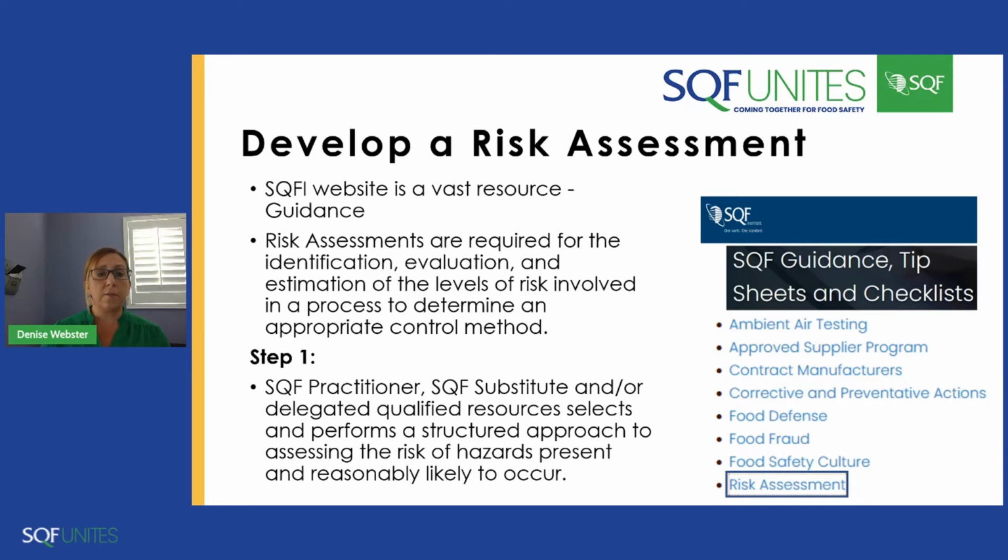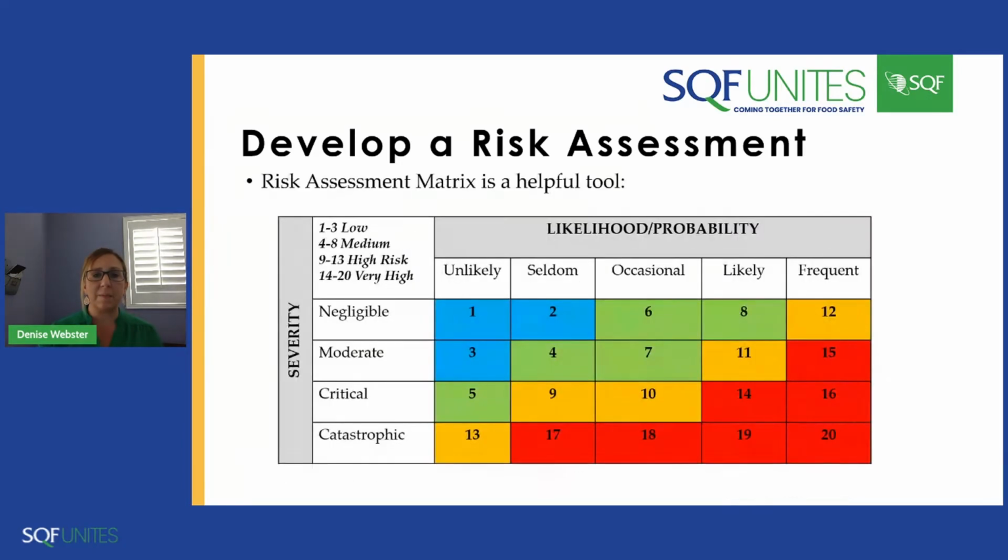So we have 4 steps that we'll cover to hopefully help you break this down. First step is to get your SQF practitioner, substitute, and those delegated qualified resources within your team. Make sure that you start to perform that structured approach. Understand how you are going to assess the risk of those particular hazards associated with all those key sections. And then you're going to determine the reasonable likelihood that that risk could occur. So we want to ensure that we then look at significance. So we need a tool to do this. Go to the next slide.